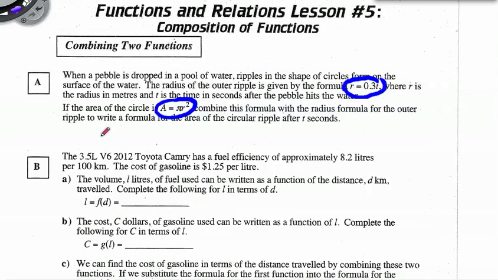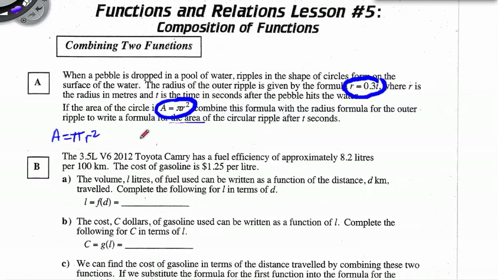Okay, so we want to write a formula for the area, it says here, the area. So we know we can start with area equals pi r squared. But we want a formula for the area of the ripple after t seconds. It's got to incorporate this value t into an equation for area. Now notice this does not have t in it.